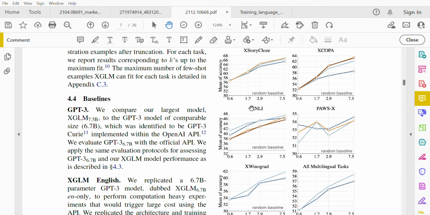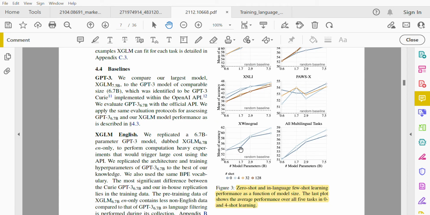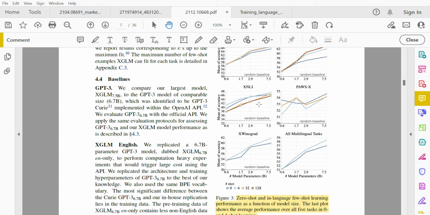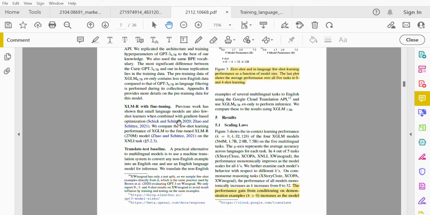The only case in which I think we see some good performance in their models is X-story close, right? Even then, that's not that impressive. Like 66% accuracy on a 50% baseline is kind of meh. This is in looking at the zero shot and in language settings, and we don't see too much of a difference between zero shot and few shot settings. So some interesting stuff to begin with.